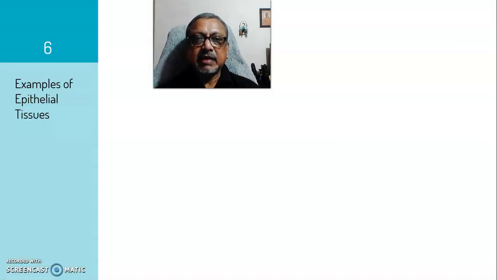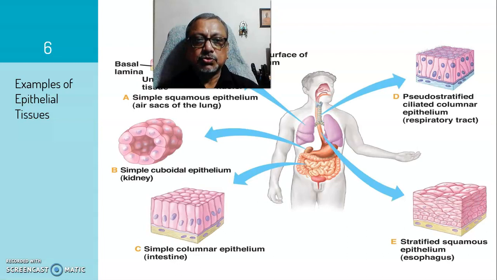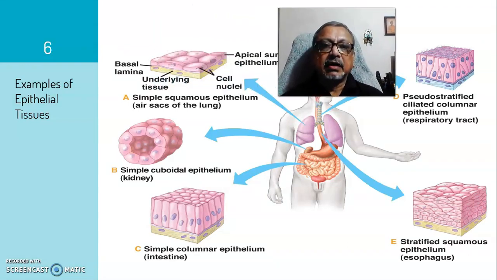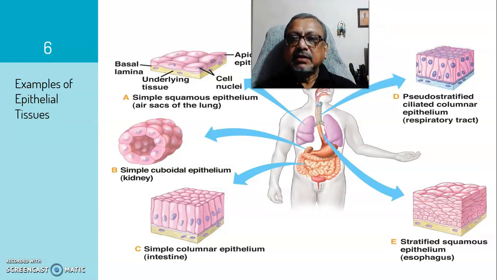Let us take a few examples of these epithelial tissues. As you can see here, the innermost lining of the lung is made up of simple epithelium. Similarly, the kidney and the GI tract innermost layer is also simple epithelium. Whereas the trachea, the air pipe, is made up of compound epithelium, and the esophagus, that is the food pipe, is also made up of compound epithelium.